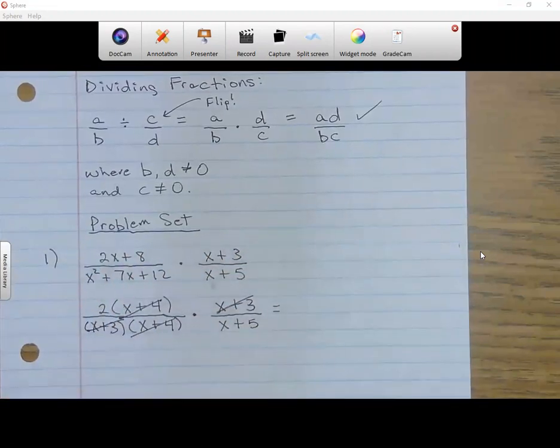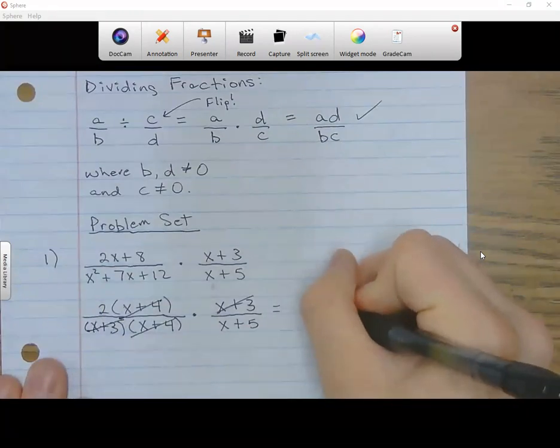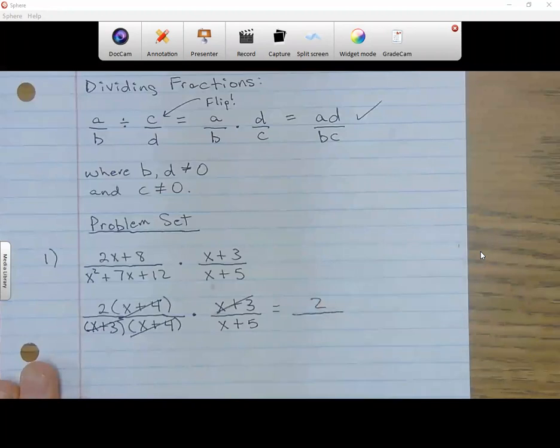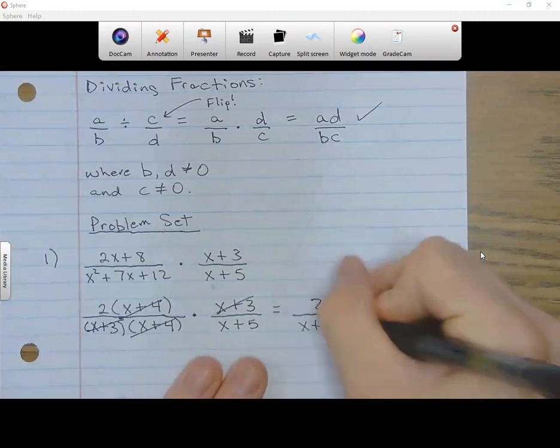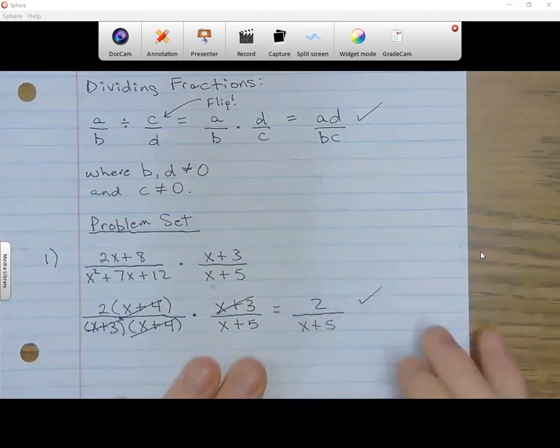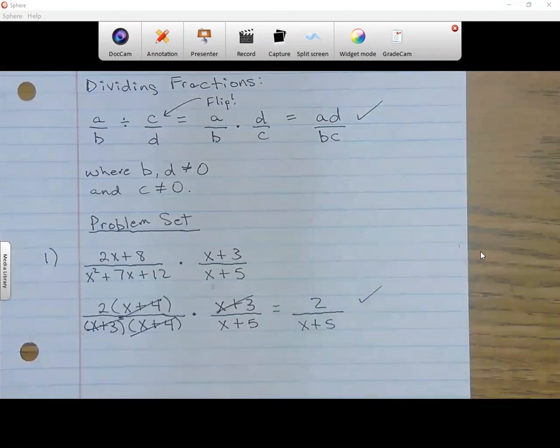So now, what do I have left at the top? I just have a 2. And what do I have left on the bottom? Just an x plus 5. And I'm done. So that's how multiplying works.